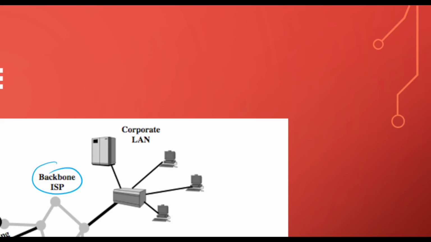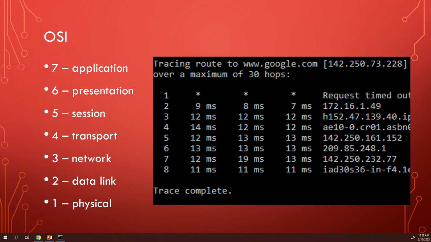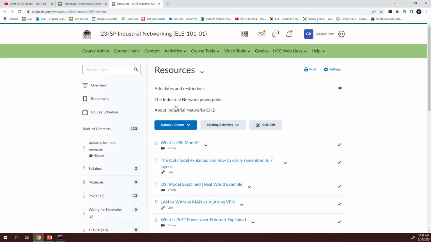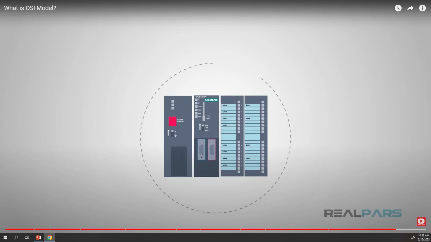But anyway, back to this. Now we are finally going to actually talk about the OSI model. I've talked about it, and I think I've showed you all the names before. I've showed you the little graph. And I am by no means an expert on the OSI model. So what we're going to do is watch a video on the OSI model. If you go to our D2L, it's this first one. It's called What Is an OSI Model, and it is by RealPars. So now you watch the video.